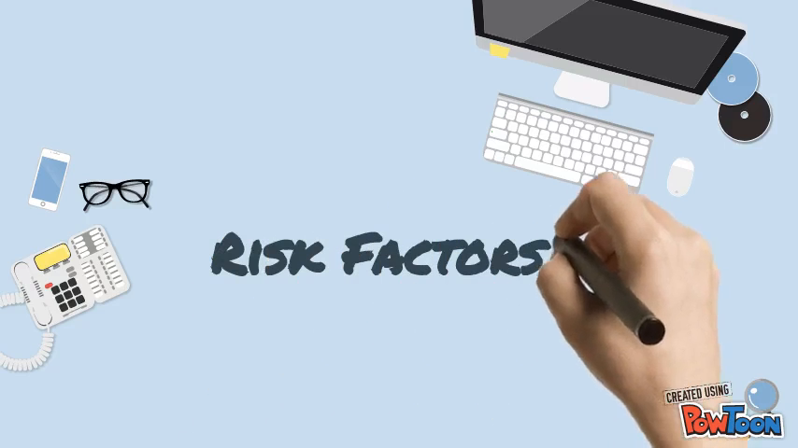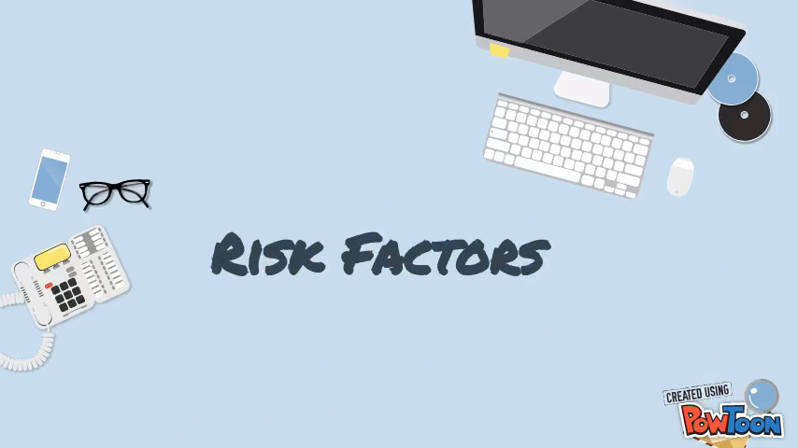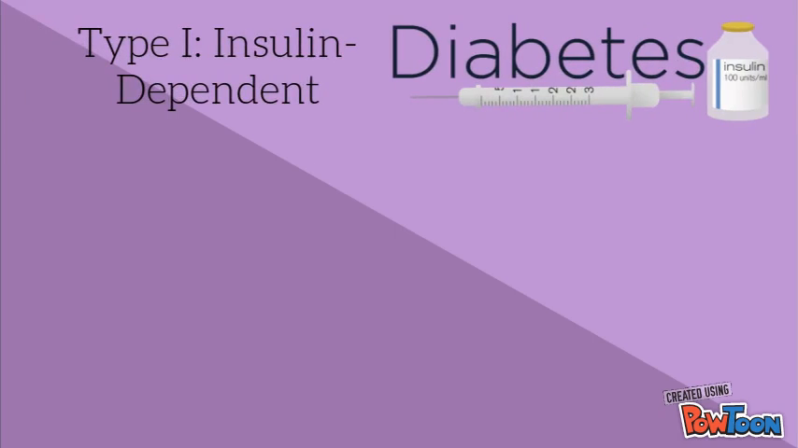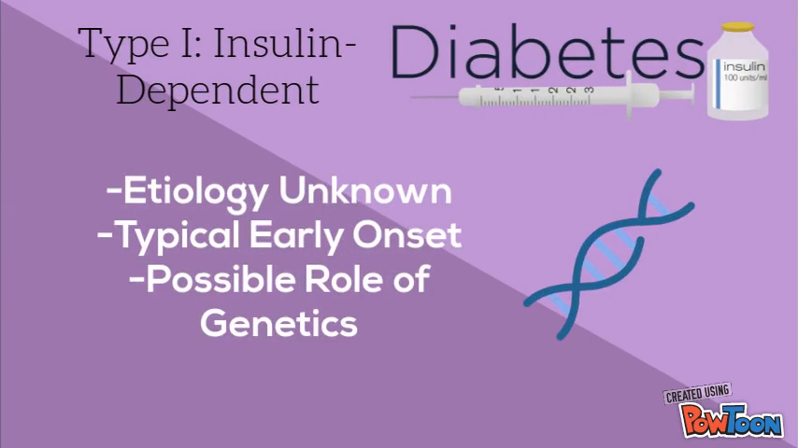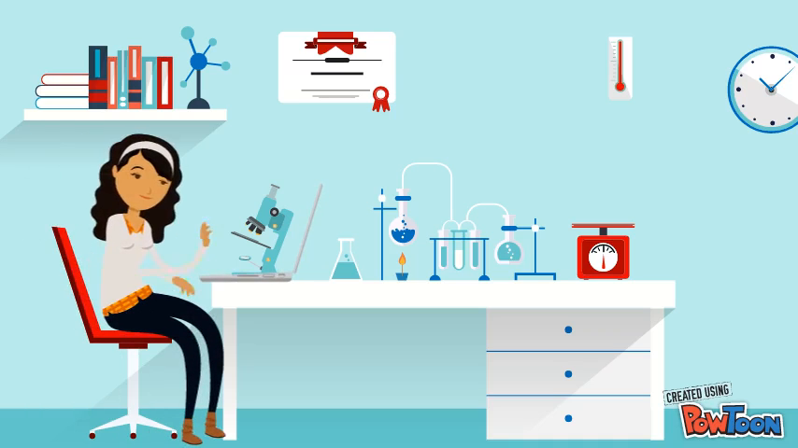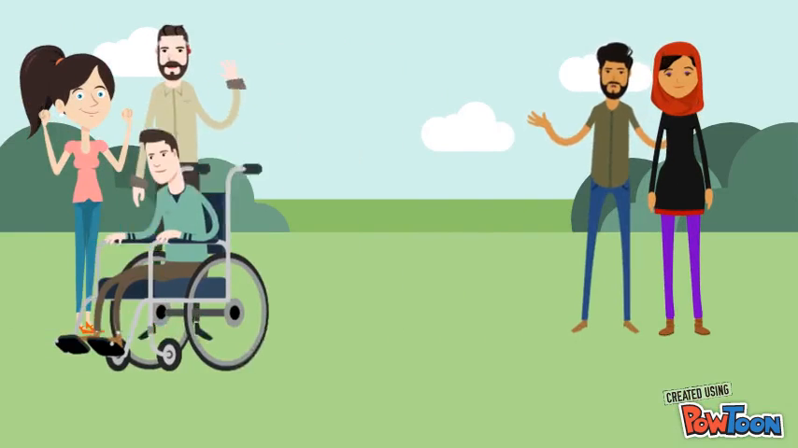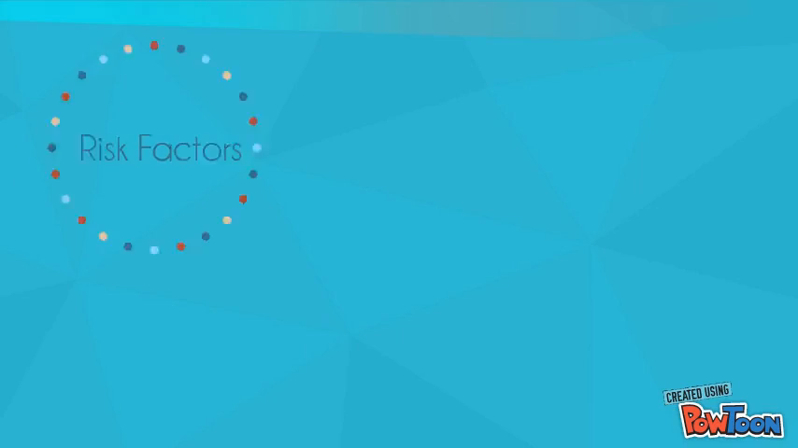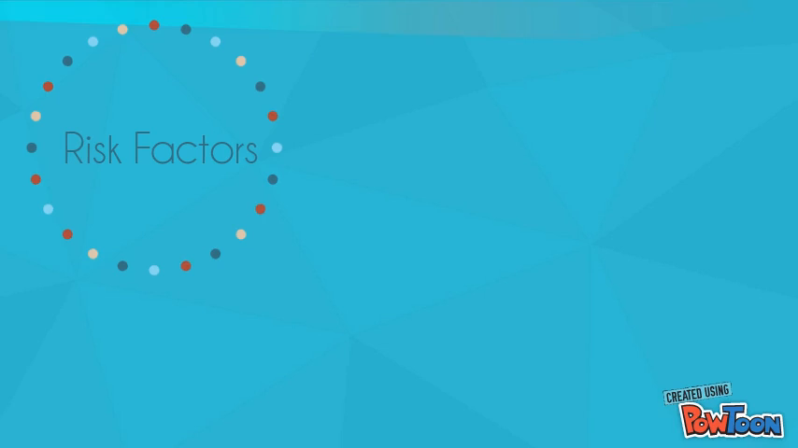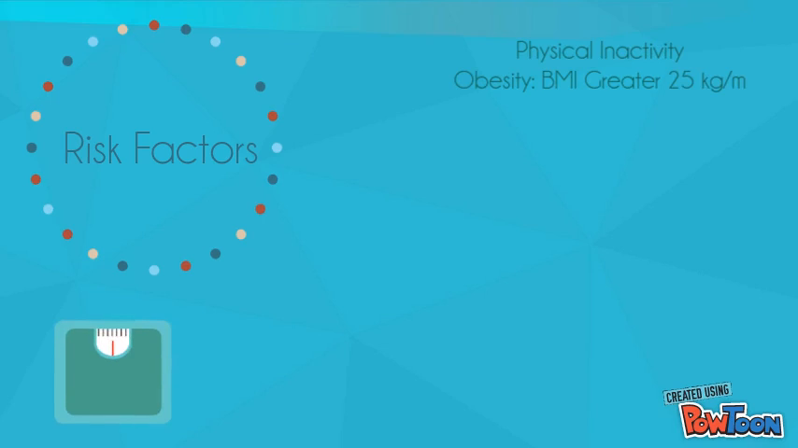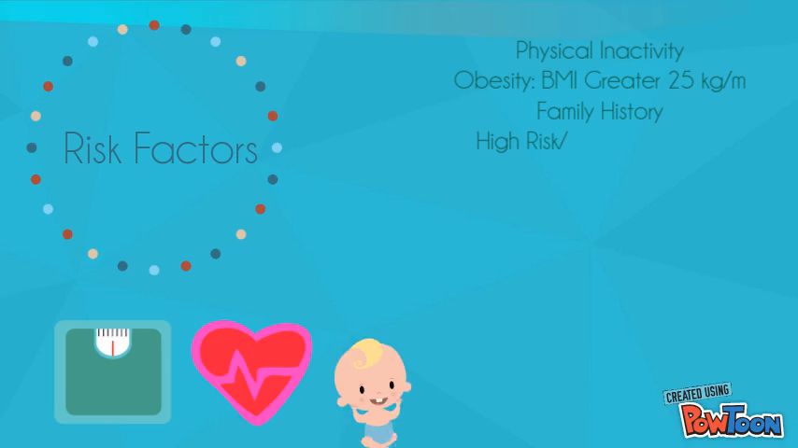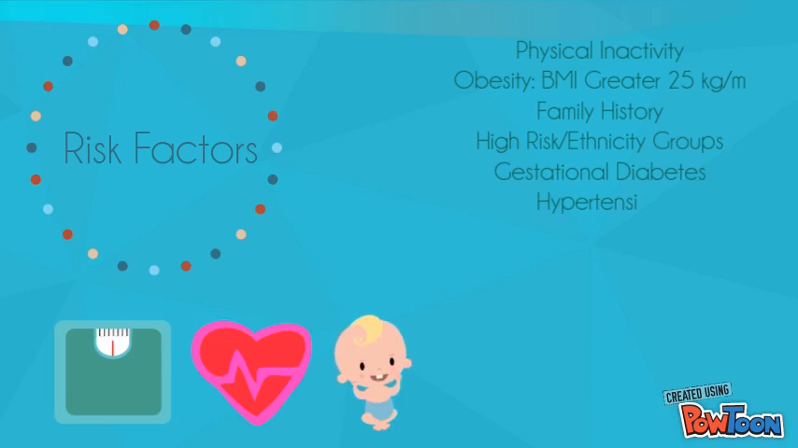Possible risk factors for diabetes. The etiology for type 1 diabetes is unknown, but genetic factors are believed to play a role. Possible risk factors for diabetes include physical inactivity, family history, obesity. Individuals with a body mass index greater than 25 have a greater risk of developing diabetes. Ethnicities that have higher instances of diabetes include African American, Hispanic, Native American, Asian, and Pacific Islander.